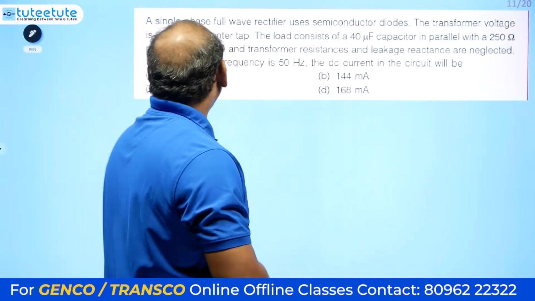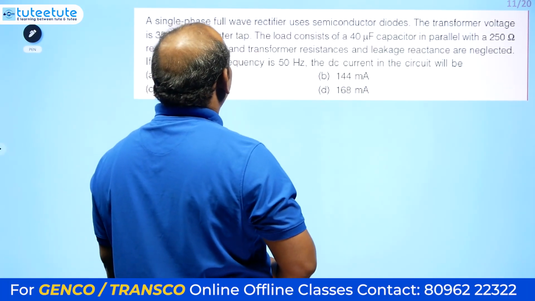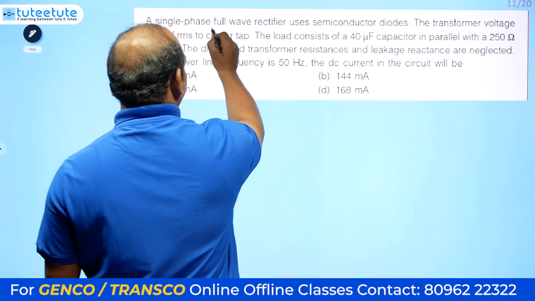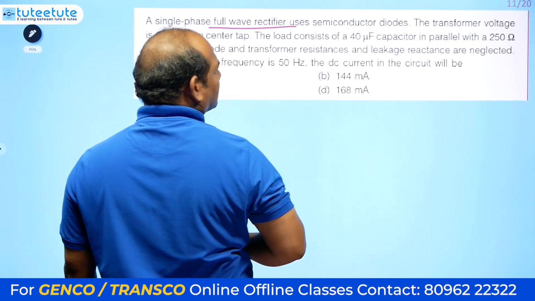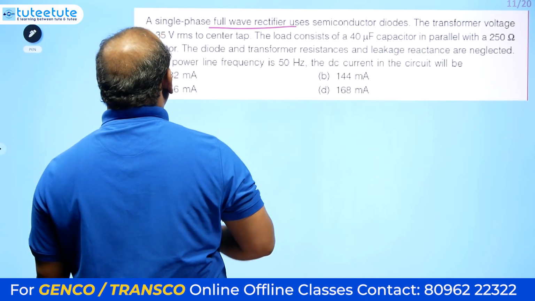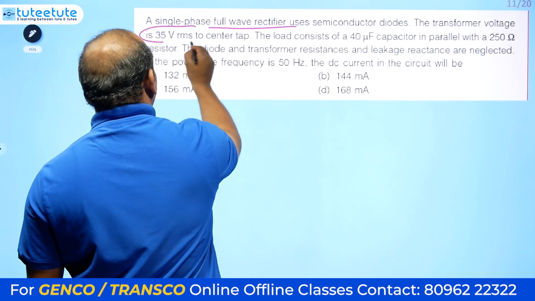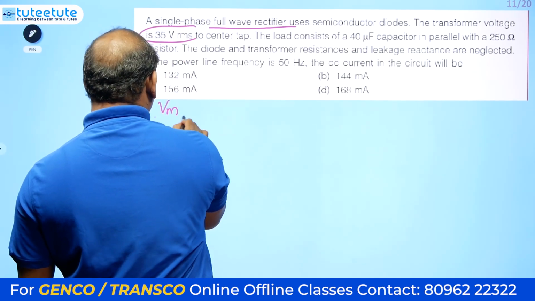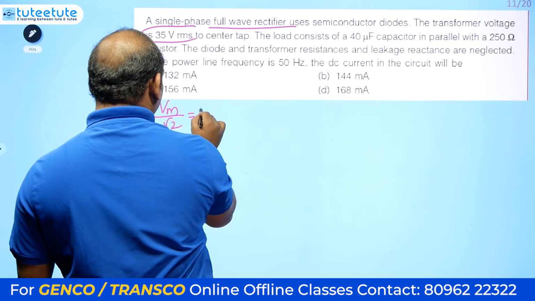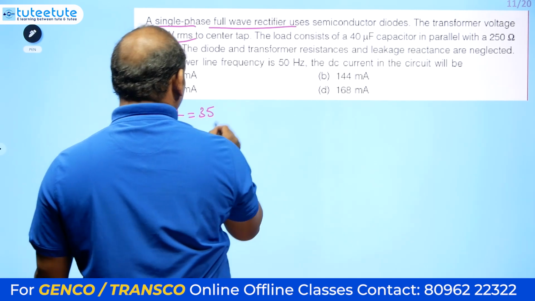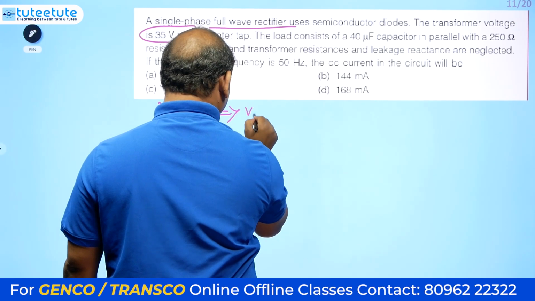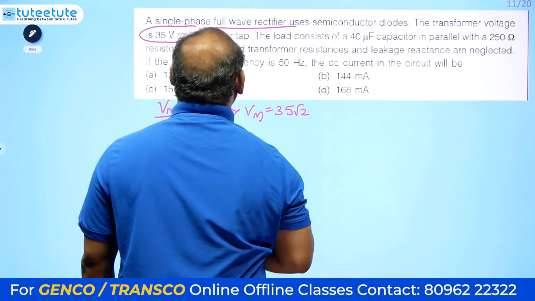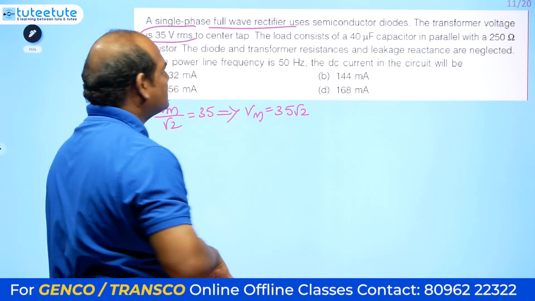Now the next question is, a single phase full wave rectifier uses semiconductor diodes. The transformer voltage is 35 volts RMS. So RMS voltage is nothing but Vm by root 2, that is 35. From this we can write Vm is equal to 35 root 2 volts. So we have here Vm, the peak voltage.